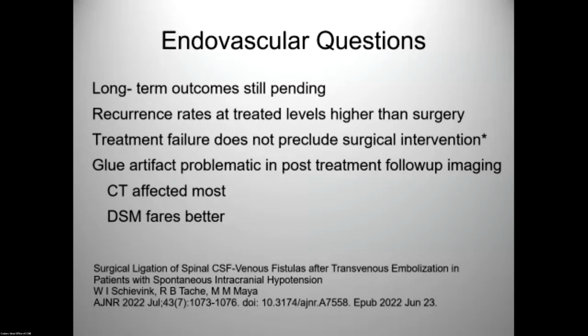The good thing about this is when there's failure with the endovascular approach, there is an opportunity to treat, and Dr. Shvink and I published that in patients who underwent unsuccessful embolization. There was no problem treating them with surgical repair. And then there's a question of glue artifact affecting the follow-up imaging. You saw in that CT, there's some streak artifact, and that may be really bad for CT-based workups. DSM by way of subtraction is a little bit less affected by that.